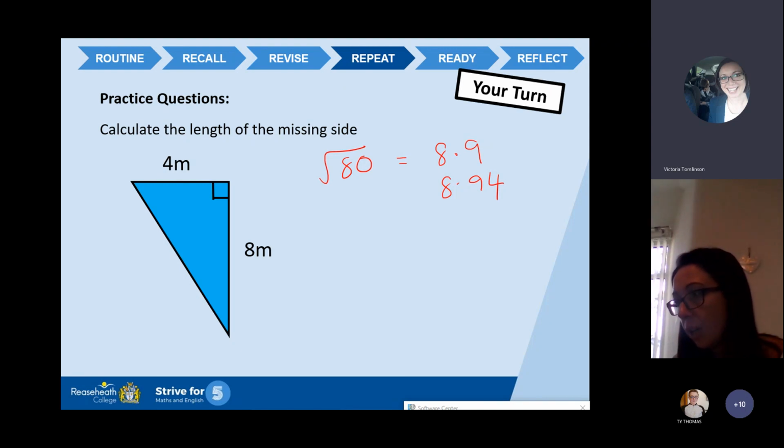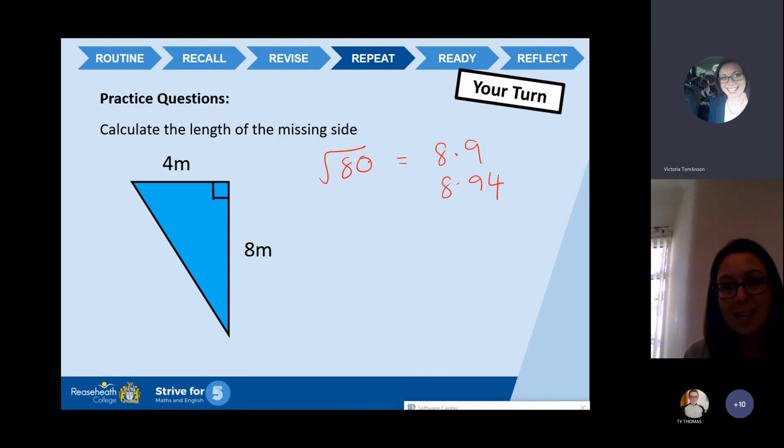And Alia, you've just been putting it squared at the end. Don't forget that you need to square root it to get it back to a squared number. So 8.94 would be squared. It's the square root of that number that you need to get back to the squared number.